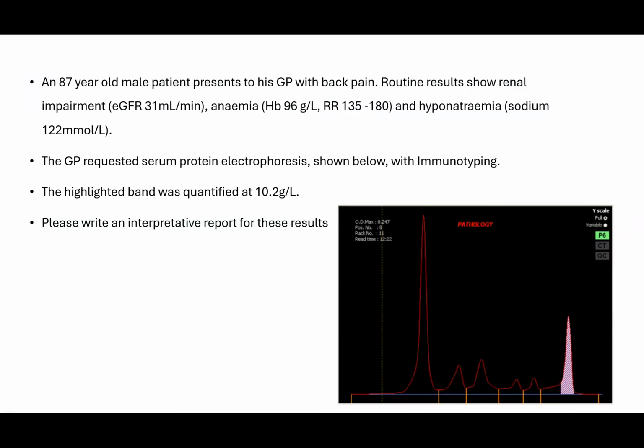The GP requested serum protein electrophoresis, and you can see there is a monoclonal band, quite a raised sharp peak in the gamma region. The highlighted band was quantified as 10.2 grams per liter. Please write an interpretive report for these results. Writing an interpretive report usually comes in part 2, module 1.